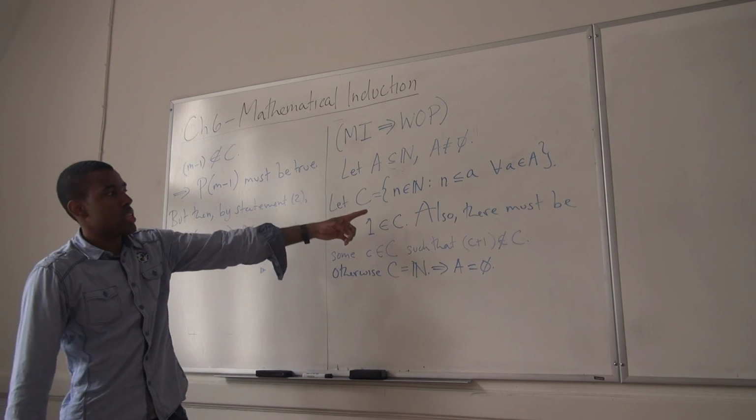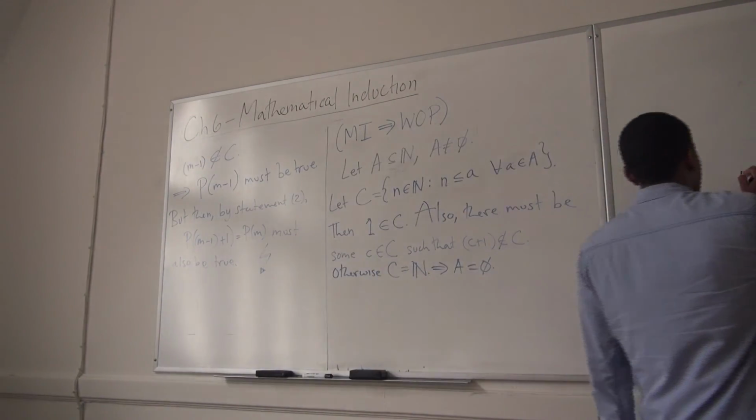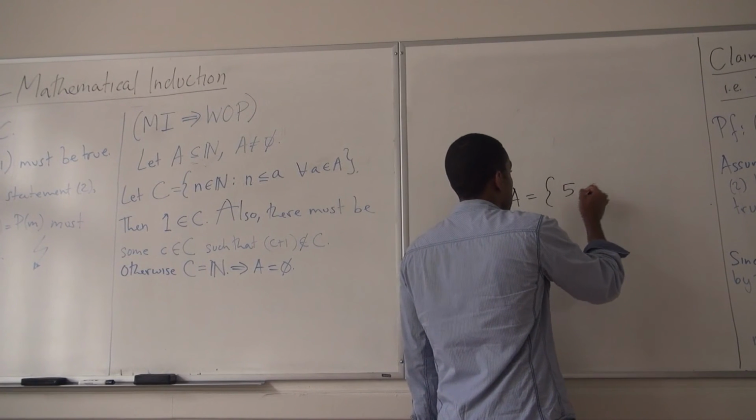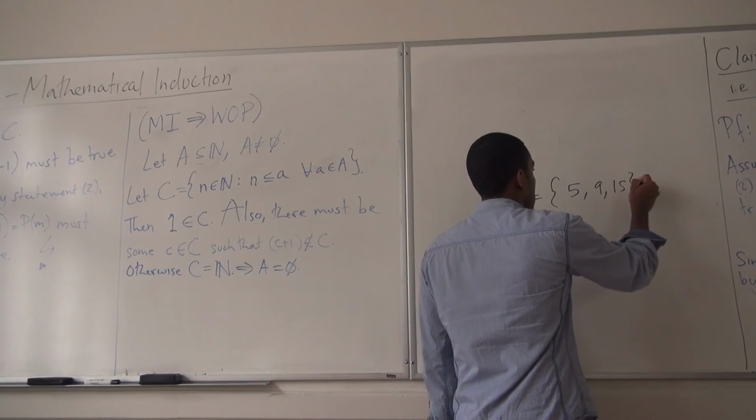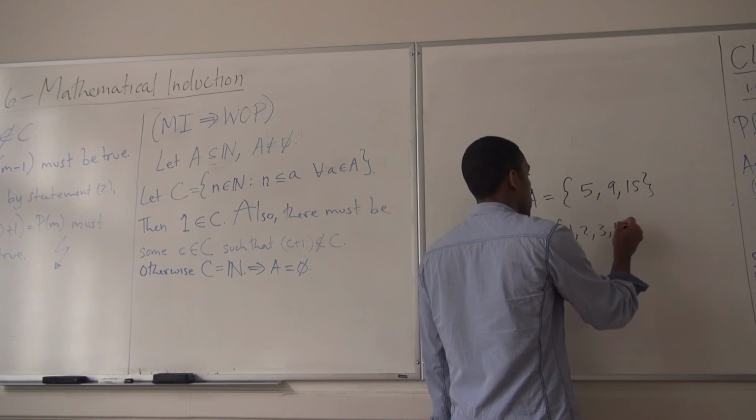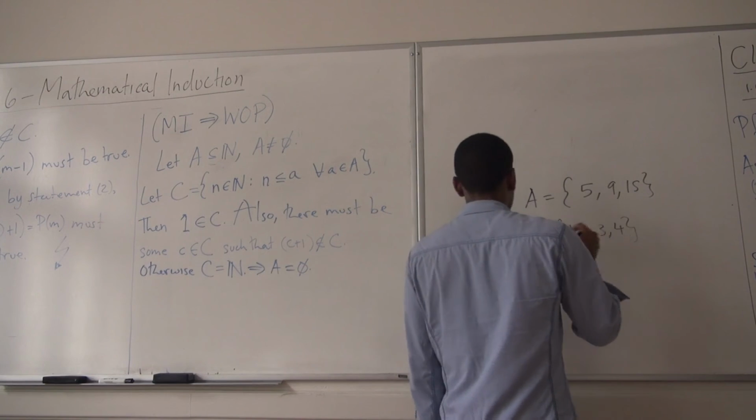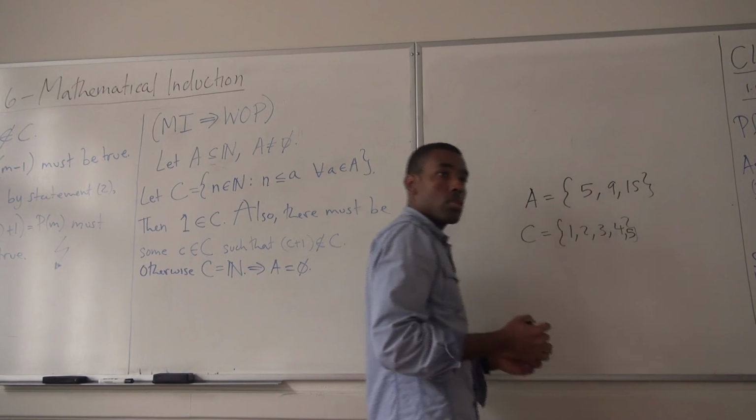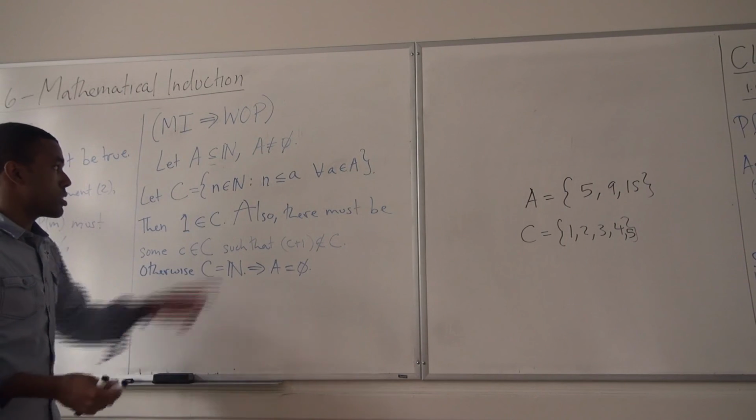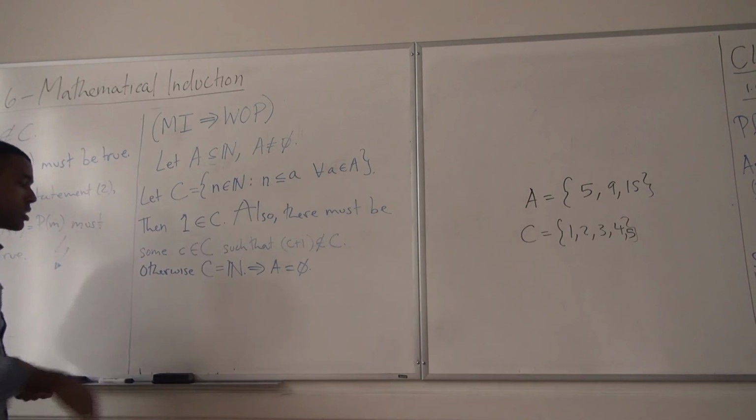No, C is just the set of all elements that are less than or equal to everything in A. So for example, let's say that A is the set 5, 9, 15. Then C would actually be the set 1, 2, 3, 4, and 5, less than or equal to. So that's my example, right? It's less than or equal to everyone in A. I create a set that does that.